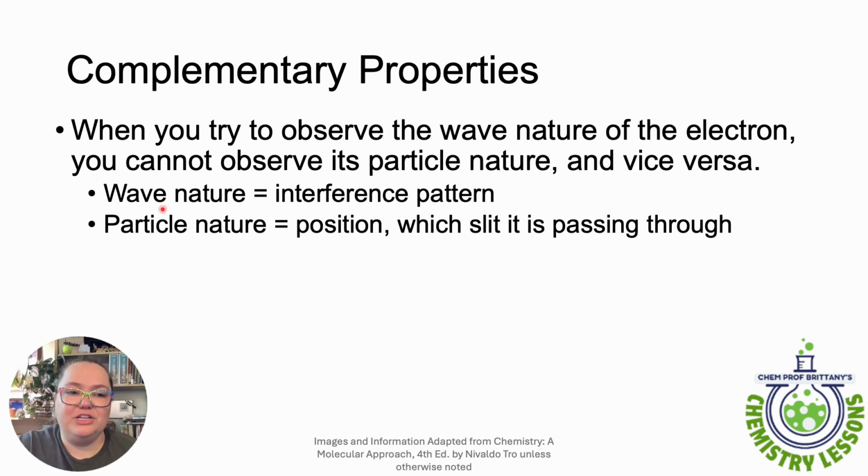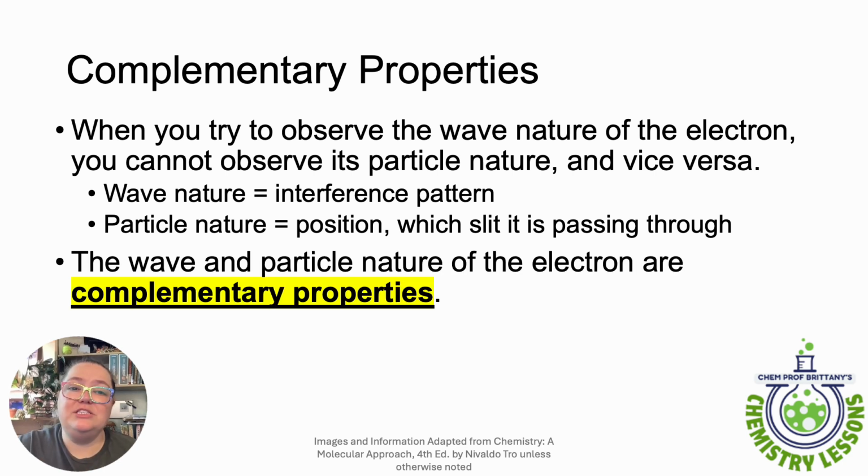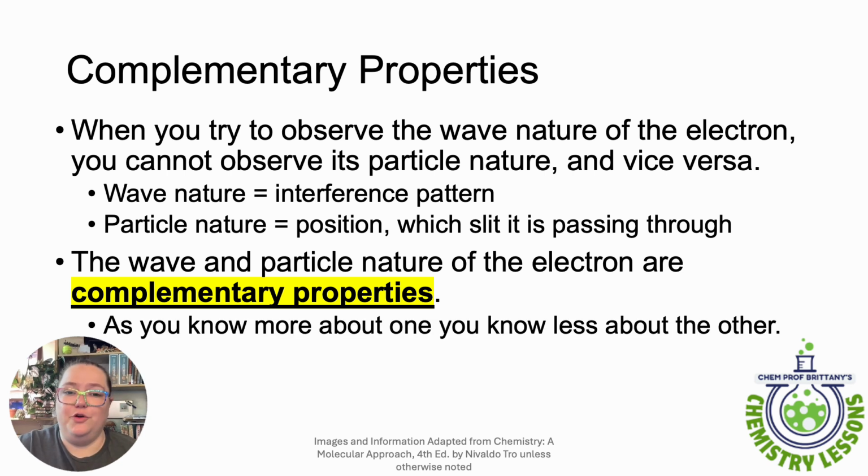So, wave nature gives us an interference pattern. Particle nature gives us a position, which tells us which slit it's passing through, either the left slit or the right slit. All right, so these two properties are complementary properties. As you know more about one, you know less about the other. So let's think about trajectory versus probability.